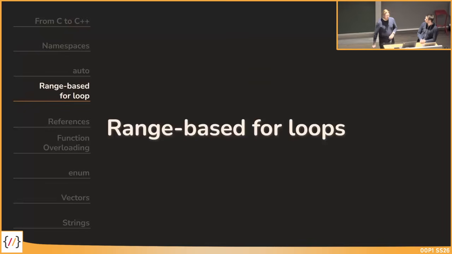Nice. So we have now taken a look at namespaces and auto, and now we come to a, in my opinion, very nice feature of C++. I like it very much. It's one thing I miss in C, because many other programming languages also support range-based for loops.